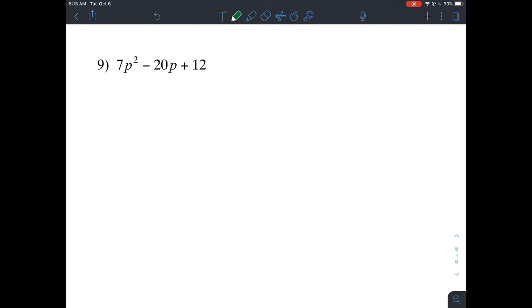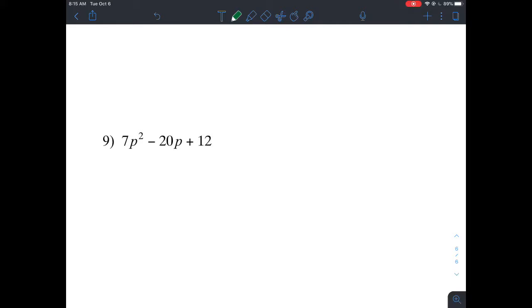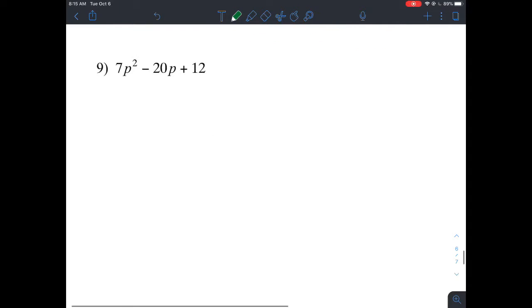All right, so I'm going to do one more problem, one more example, and I'm going to go ahead and really break this one down. I'm going to go step by step and just go nice and slow. So, first thing we're going to look for is, do we have a greatest common factor, right? We look here, and unfortunately there is no greatest common factor between 7, 20, and 12. There is nothing we can pull out of there.